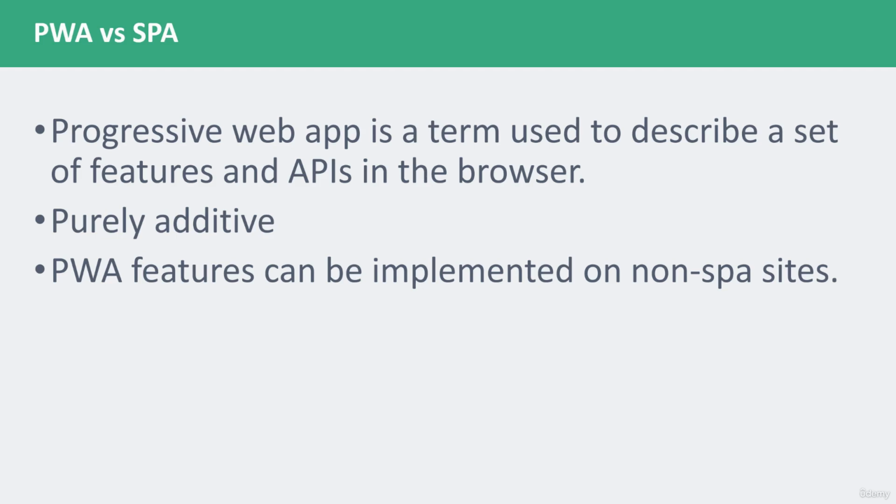A progressive web app is used to describe a set of features for allowing the developer to add mobile features to a web app. They're purely additive features. You don't have to add these features to a single-page app. You can add them to a traditional site. If you've ever been prompted by a site to give you notifications or know your location, you've encountered a progressive web app feature. We're not forced to write a single-page app to leverage progressive web app features. The idea of a progressive web app is not a replacement for single-page apps. It's meant to be additive for traditional sites and single-page apps.